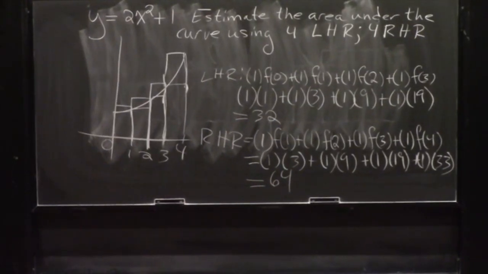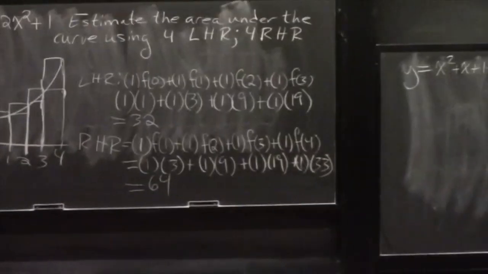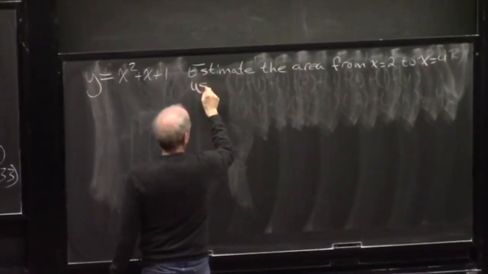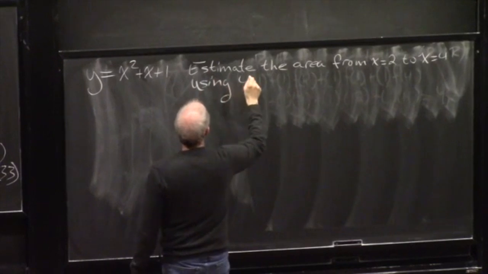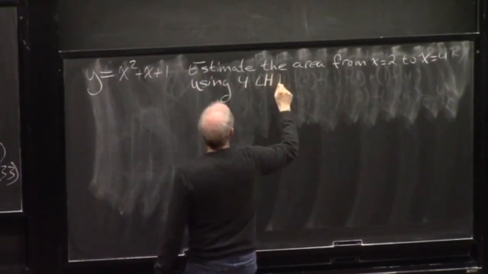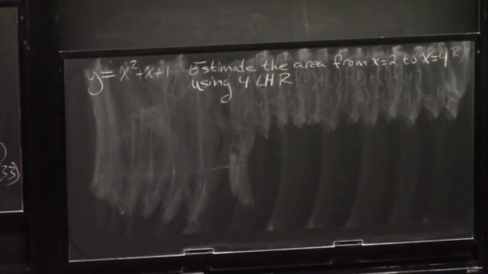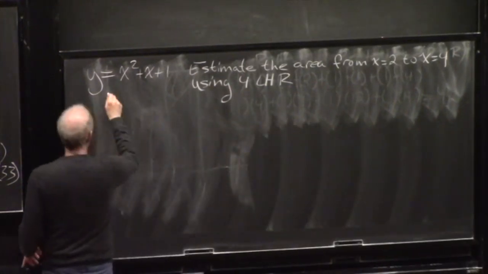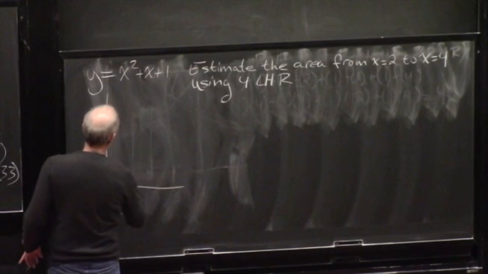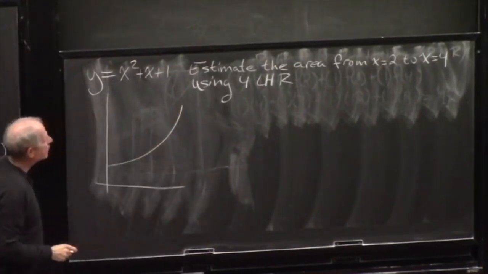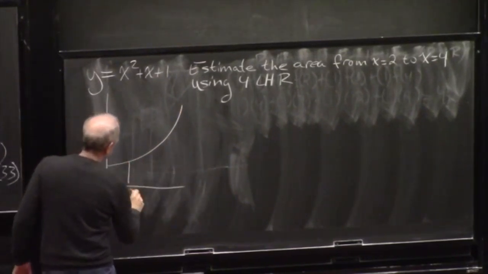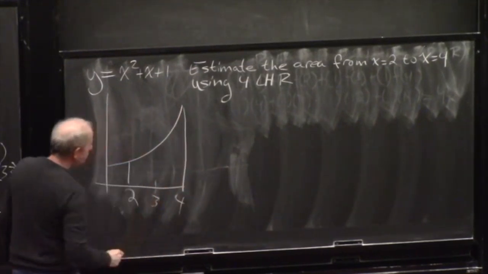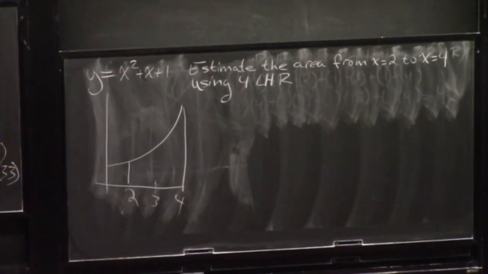From x equals 2 to x equals 4 using 4, let's just do left-hand rectangles for the moment. That's a little messier. So x squared plus x plus 1 is still just going to be a parabola shape. And now we're going to go from 2 to 4 using 4 rectangles.